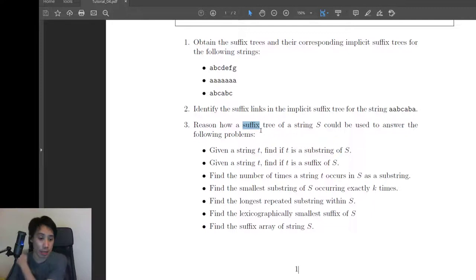Only your explicit 3 can be used to solve the question here. So to find the substring, to find the suffix, to find the number of times it occurred, to find the smaller substring exactly k times, longest repeated substring, lexicographically the smaller suffix, and to find the suffix array. Okay, so let us go through it one by one now.